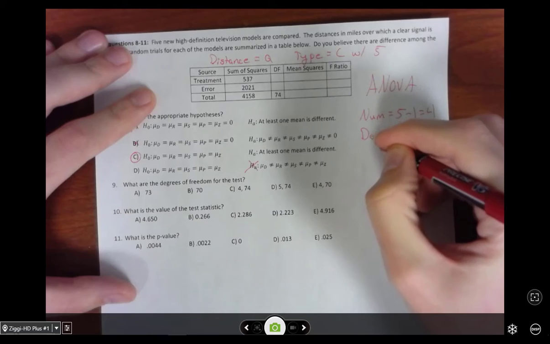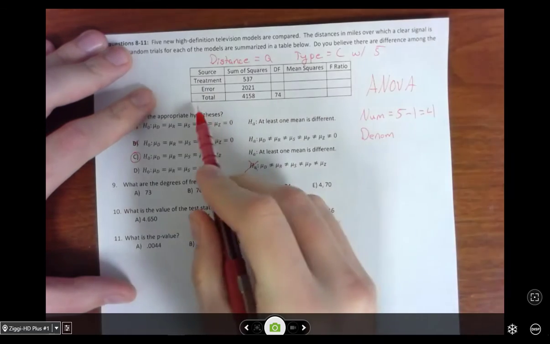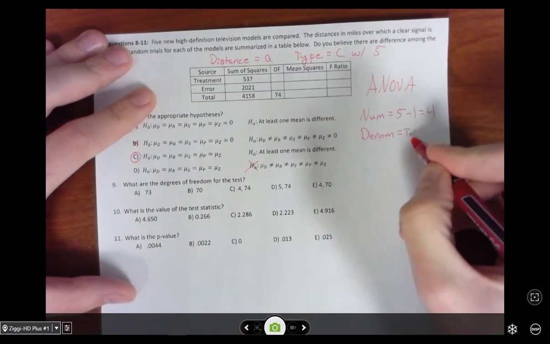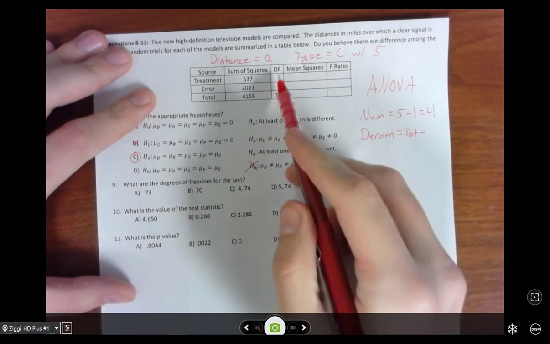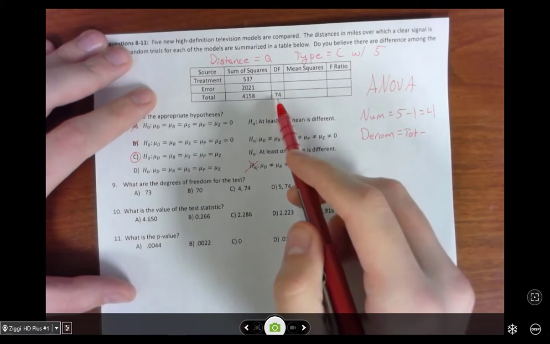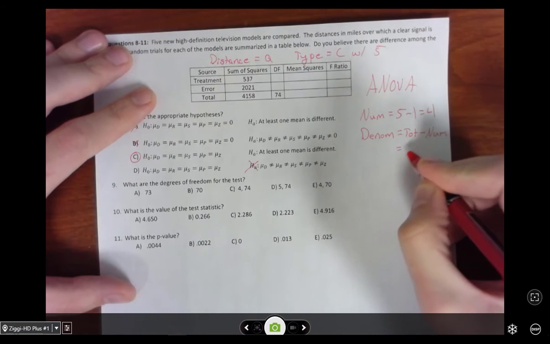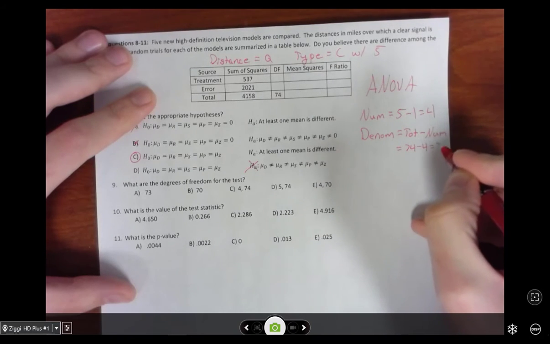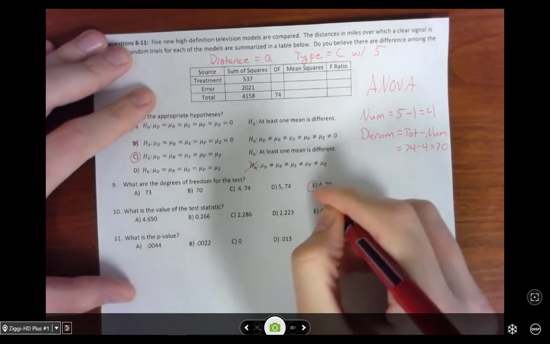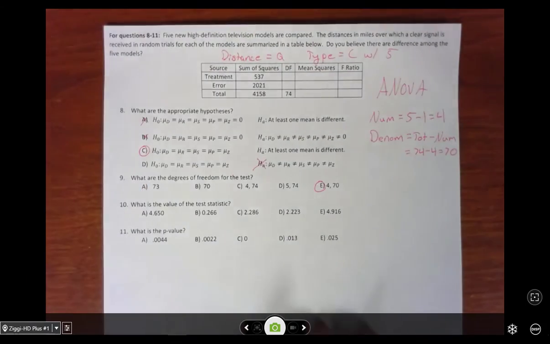And our denominator degrees of freedom is going to be our total degrees of freedom minus the degrees of freedom we have in our original. So it's 74 minus 4, which is 70. So the correct answer is E.